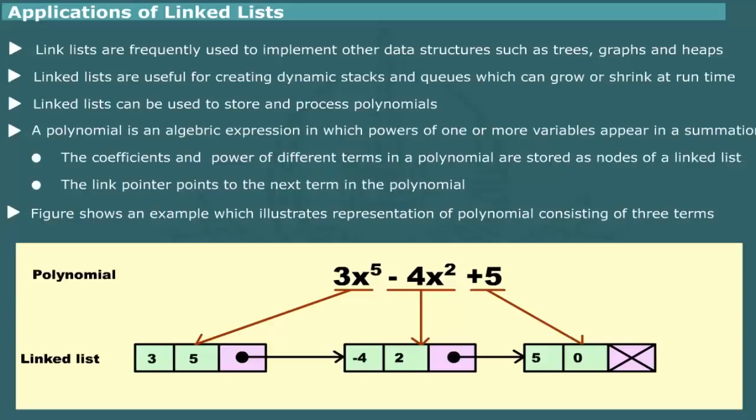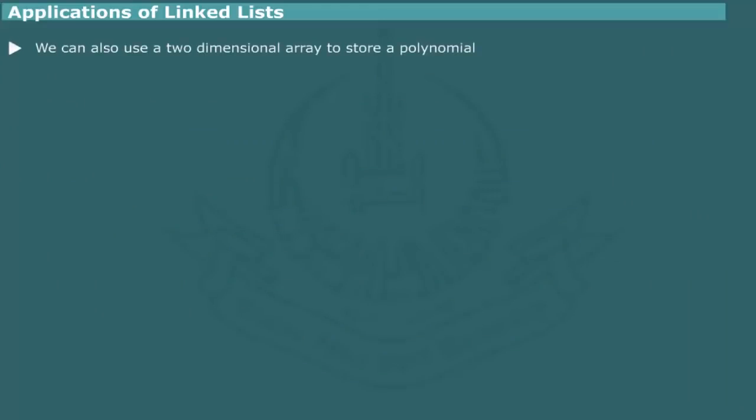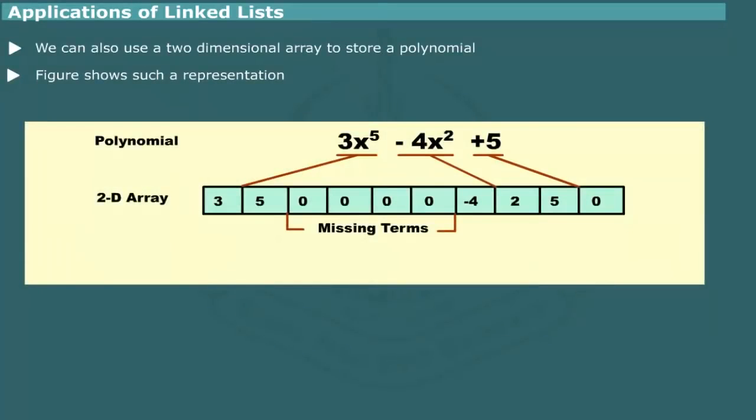Using a linked list representation, a compiler can effectively perform the basic algebraic operations on the polynomial values. We can also use two-dimensional arrays to handle polynomials. Figure shows such a representation. Observe, however, that missing elements in the polynomial must be explicitly represented in the array, because the array data structure does not by itself identify the next element.